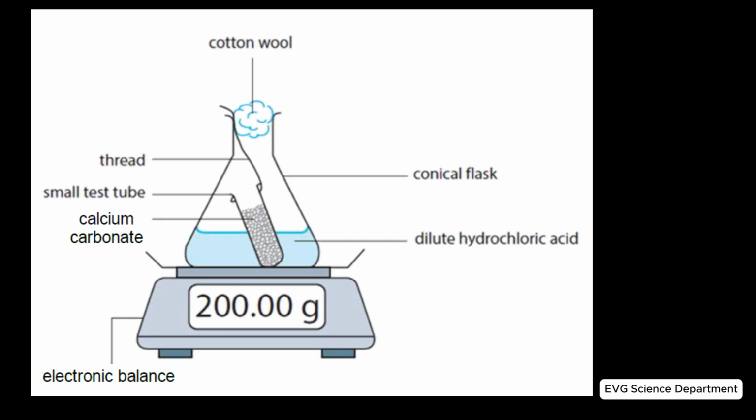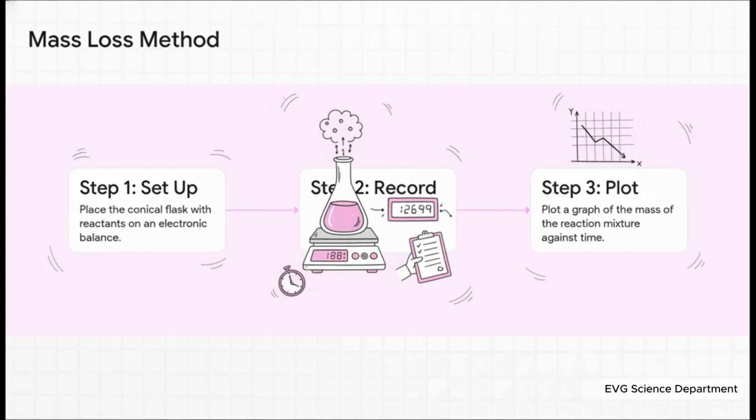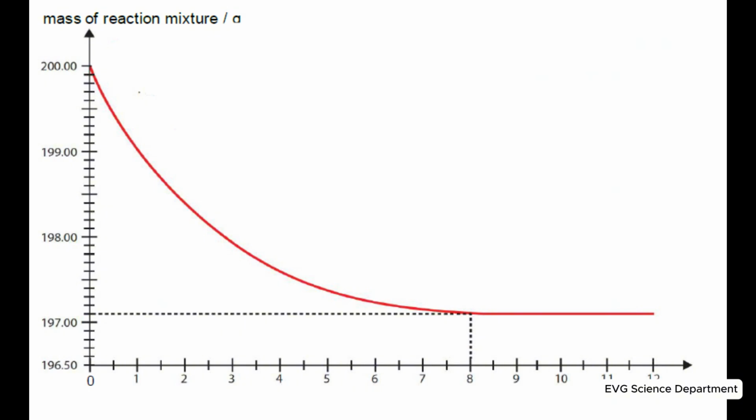And the setup for this is, if anything, even simpler. You just place the whole flask right onto a precise electronic balance. You hit the stopwatch and you record the mass every 30 seconds. And because that CO2 gas is bubbling away and leaving, the total mass is going to drop. And then, just like before, we plot the mass against time. And here's what that graph looks like.